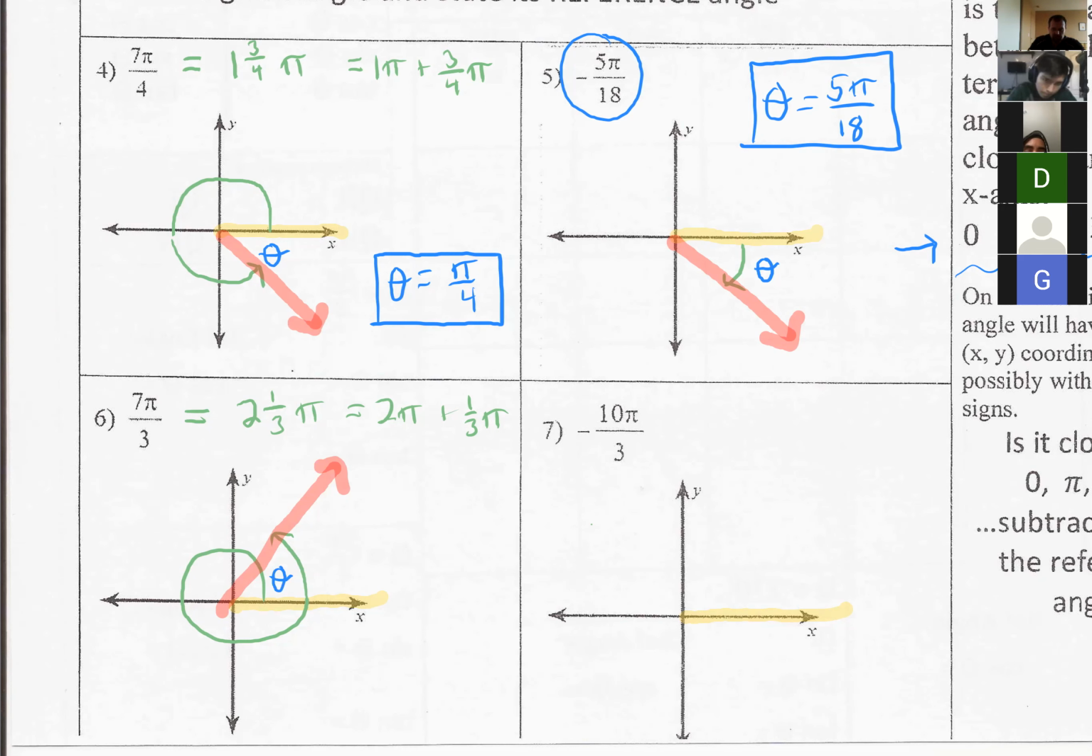So can somebody tell me in radians what theta equals? 1/3 pi. I'm going to write 1/3 pi is pi over 3. Wait, why is it 1/3 pi? Because 1/3 pi is how far we went past the x-axis. So we went 2 pi all the way around, and then we went an extra 1/3 pi to go from the yellow to the red.